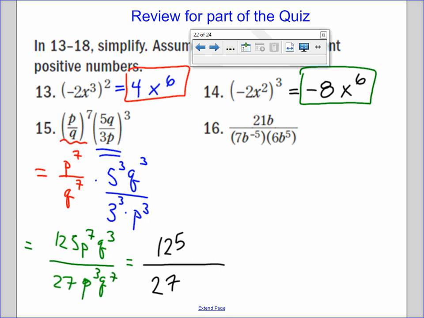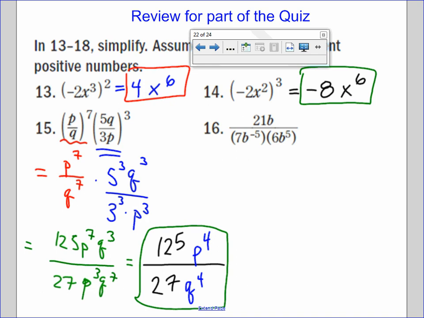However, my p powers, p to the 7th and p cubed, are a common base, so we can reduce that. Do I have more p's on top or on bottom? Katie? On top. On top by how many? Good. So my final answer will be p to the 4th on top. And do I have more q's on top or on bottom? Aaron? Bottom. Bottom by how many? 4. So q to the 4th on bottom. And we're one to go.